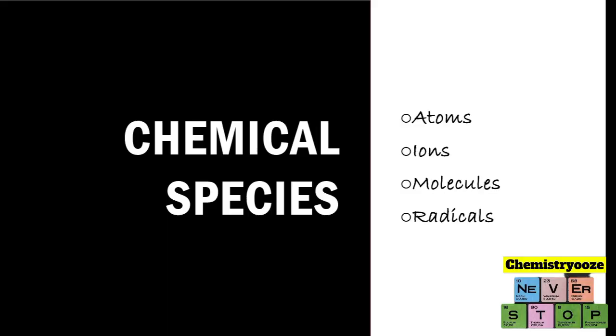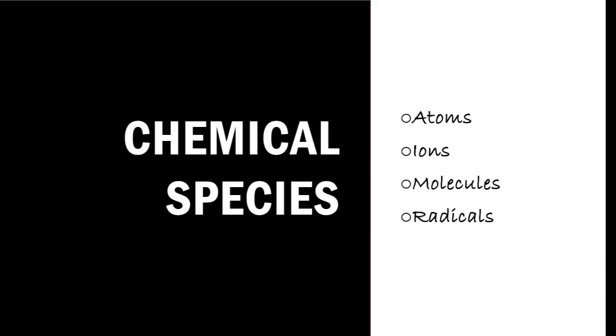Welcome students. Today we are here again for a new video having a new topic that is chemical species, and today we are going to discuss four chemical species: the atoms, ions, molecules and radicals.